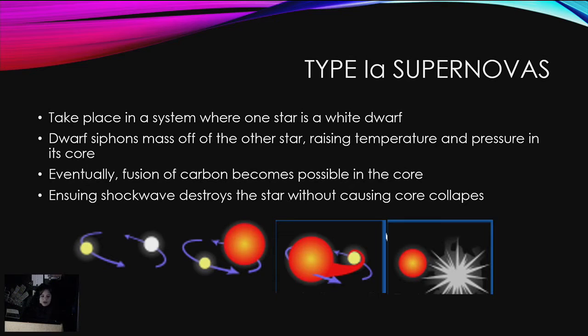And so when one of the stars in a binary is a white dwarf, depending on how it's orbiting, it can siphon mass off of the other star. And as that white dwarf gains more and more mass, temperature and pressure in its core rises. And as you might expect, once it gets big enough, fusion of carbon becomes possible in the core. Now, this isn't a very stable process, because right as fusion becomes possible, it happens explosively.